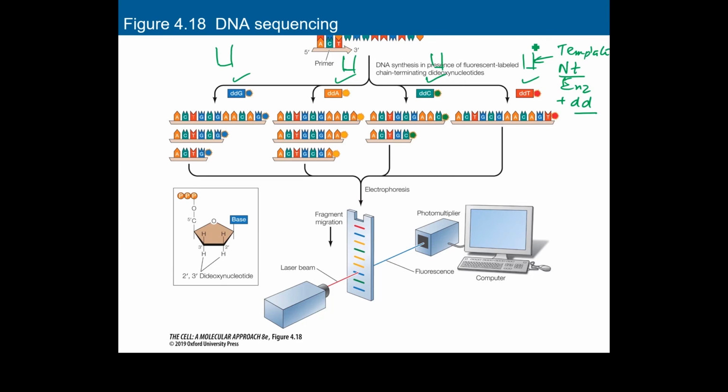For example, in this tube, he will have dideoxythymine, and everything else will be normal. In the other tube, he will have everything the same, but one additional thing: dideoxy-C. In the third one, he will have dideoxy-A. And in the fourth one, he will have dideoxy-G nucleotide.